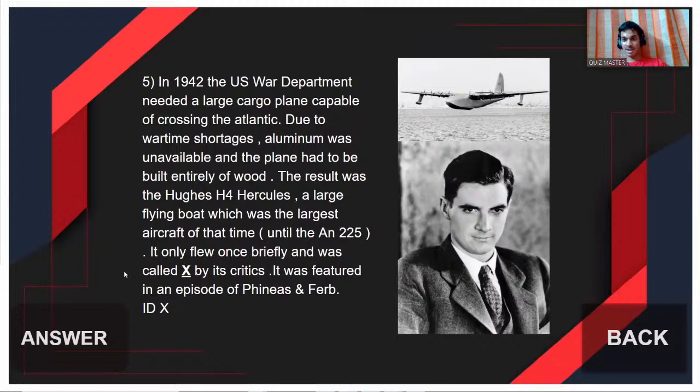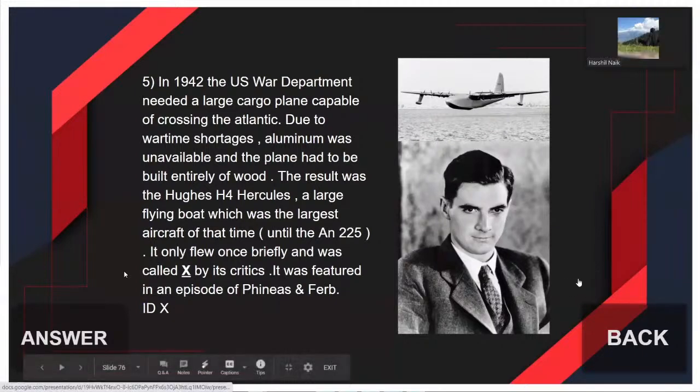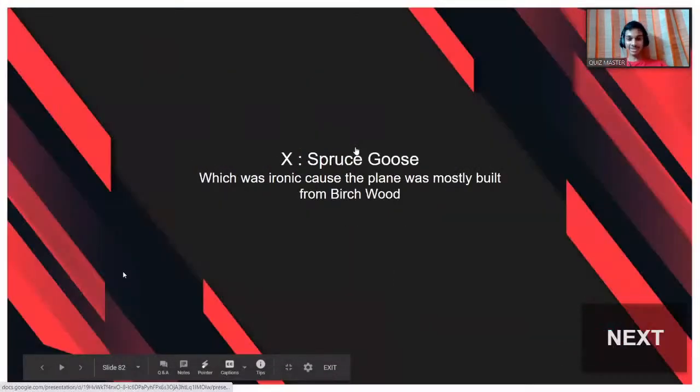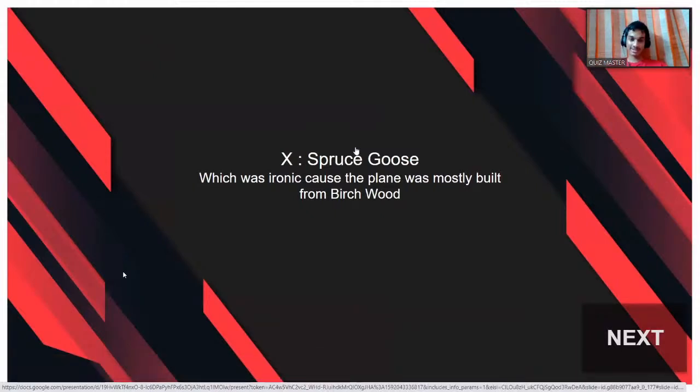So like I said, plus 20 points to team 4, 1, 2, 3, 5, 6. So that's everybody, right? Yeah. Really cool. The answer is the Spruce Goose. I think many of you know this because it was on a Phineas and Ferb episode. That's how I know this. And that was ironic because they didn't build the plane out of spruce wood. They built it out of birch wood, which is interesting to know.